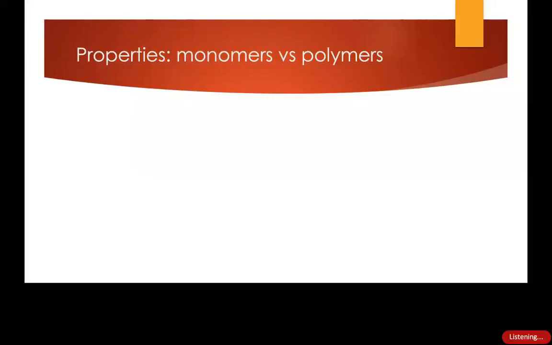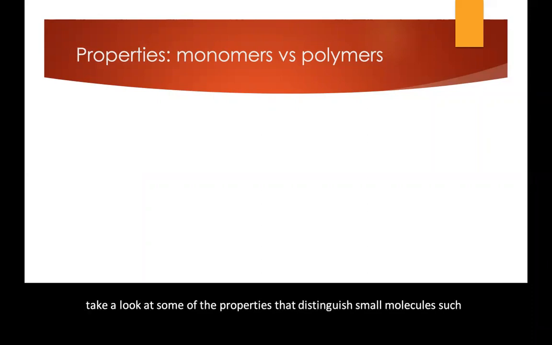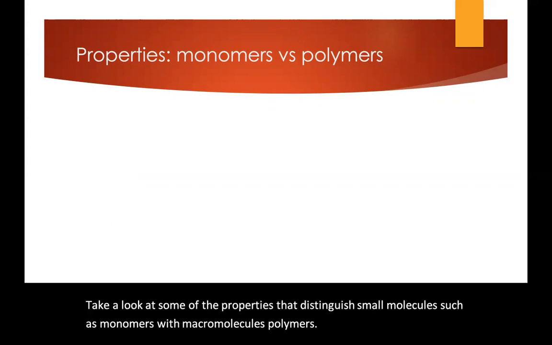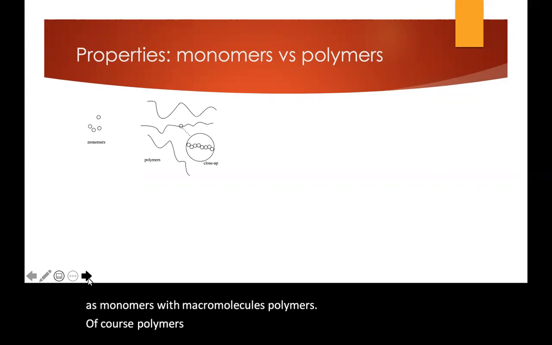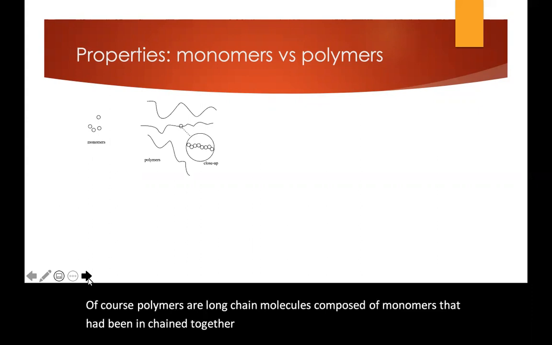We're going to take a look at some of the properties that distinguish small molecules such as monomers from macromolecules like polymers. Of course, polymers are long chain molecules composed of monomers that have been enchained together by forming covalent bonds with each other.